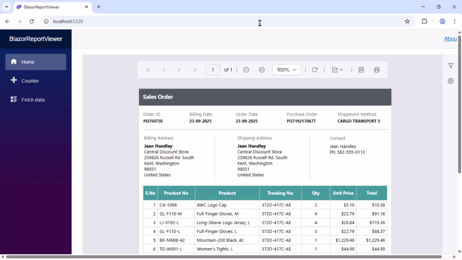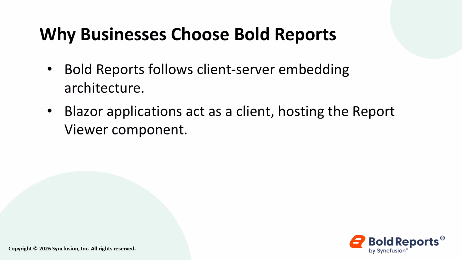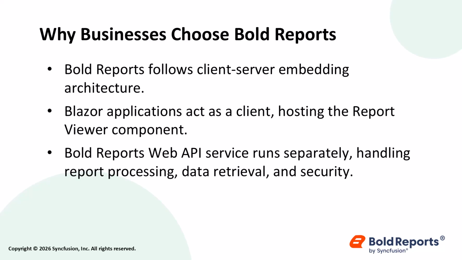Let's get started. At a high level, Bold Reports follows client-server embedding architecture. The Blazor application acts as a client, hosting the report viewer component. The Bold Reports web API service runs separately and handles report processing, data retrieval, and security. This separation provides better performance, strong security, easy scalability, and consistent reporting across applications. The client requests the report, and the server processes and returns it, making embedded reporting reliable.